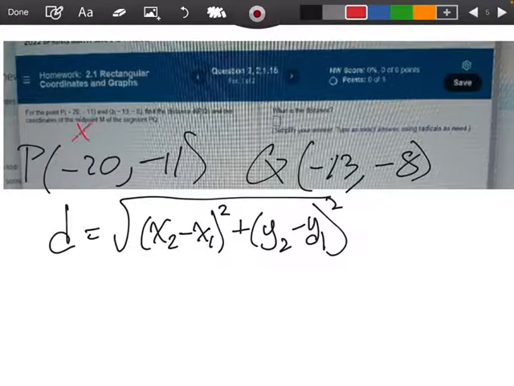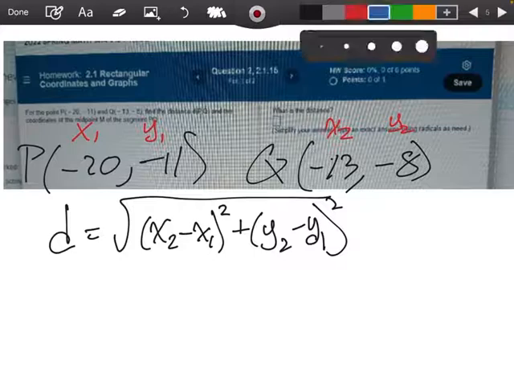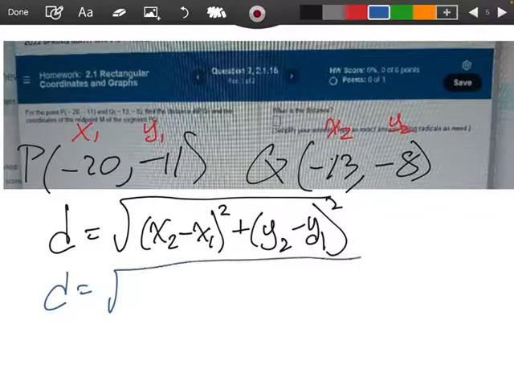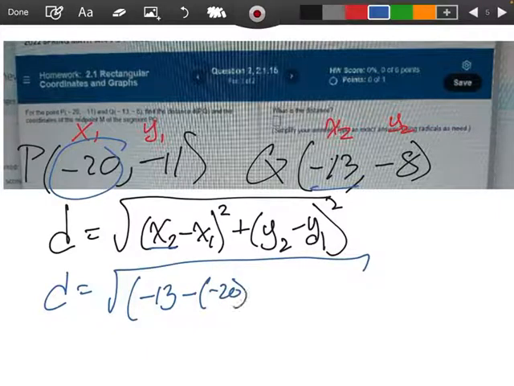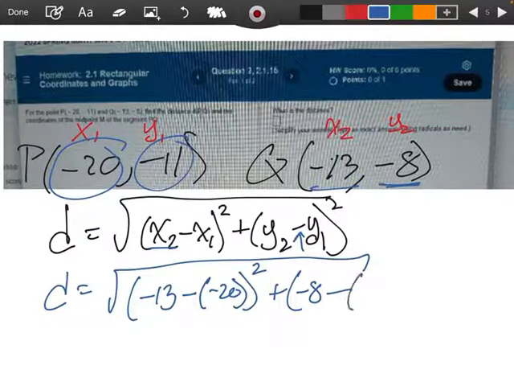So since we have 2 points, y'all, remember, this is my x1 and that's my y1. And that's my x2 and that's my y2. So all I'm going to do is take those numbers and plug them in, okay? So look, first number is my x2. Well, my x2 is the number negative 13 minus, it's always minus, my number x1. It's actually a negative 20. All that's being squared. y2 is my number negative 8 minus, it's always minus, whatever my number y1 is, in this case, it's a minus 11, okay?